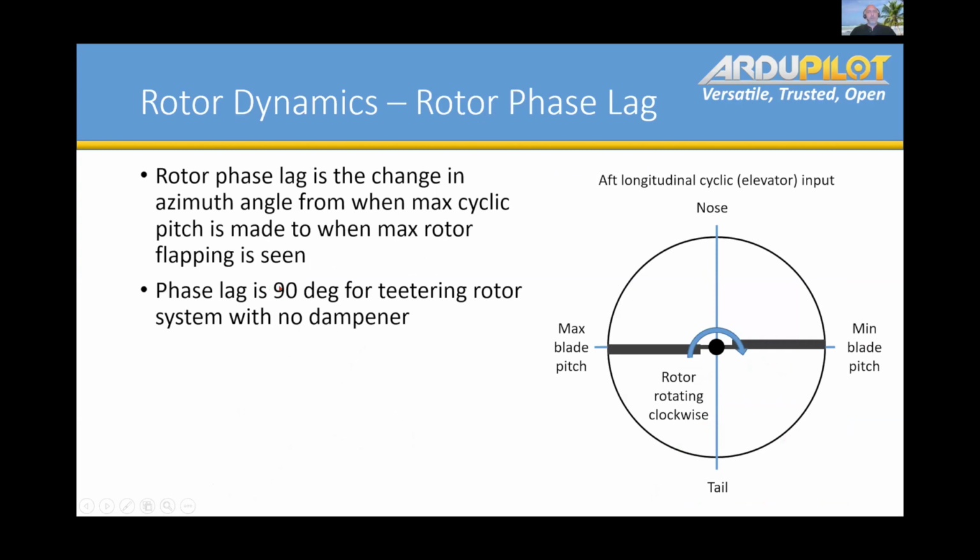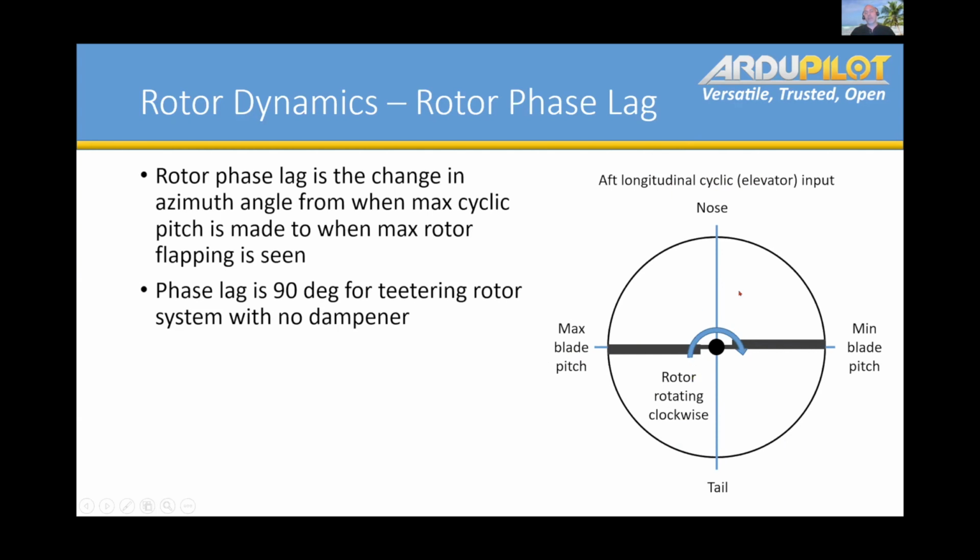All right, so a little discussion on rotor phase lag, right? And this gets into flapping. Rotor phase lag is this change in the azimuth angle from when you hit the max cyclic pitch to when you see the max flapping. So you can see here, we're just basically saying, let's do an aft longitudinal cyclic. And for you fixed wing guys, this is an elevator input, right? So with aft longitudinal cyclic, you see that this rotor's rotating, and it matters which direction the rotor is rotating, right?